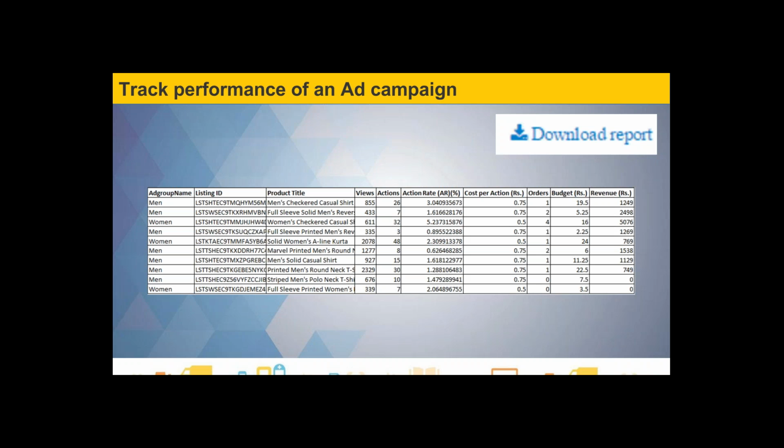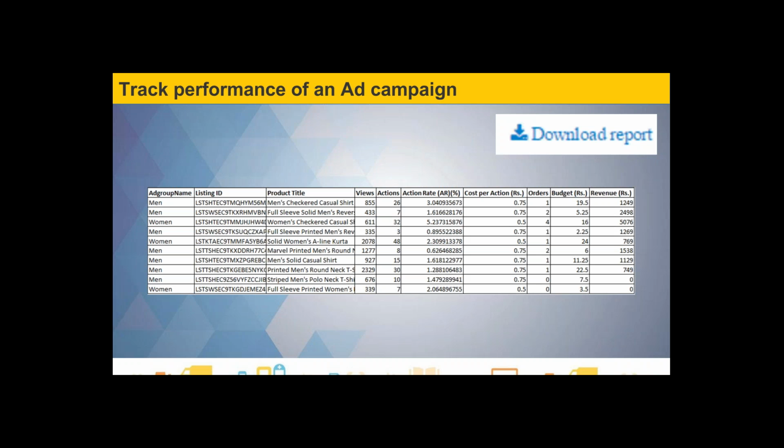Whereas the last listing, women's full sleeve top, has much lesser views and actions and no orders. So here you're getting the visibility but not many actions, from which you can derive it is one of the slow moving products in your listings.